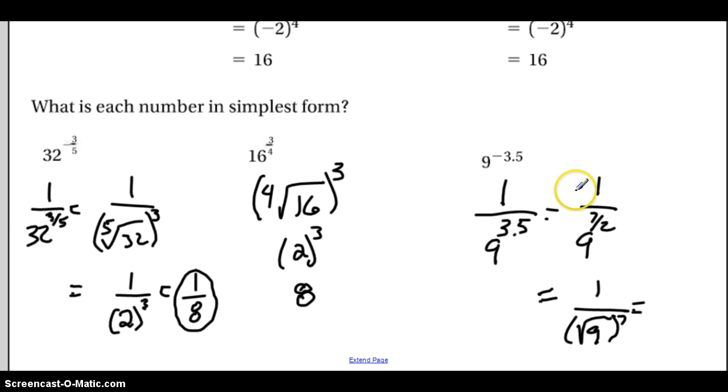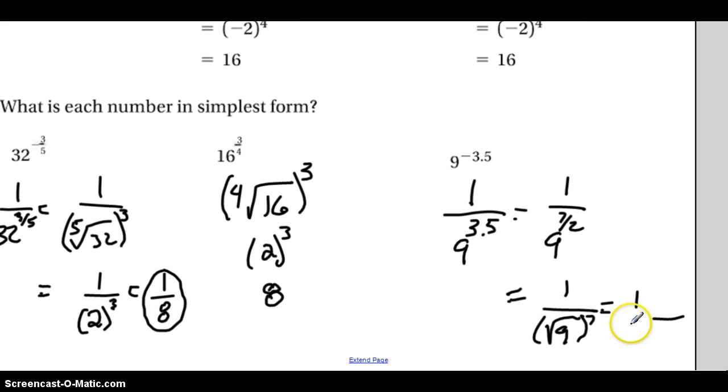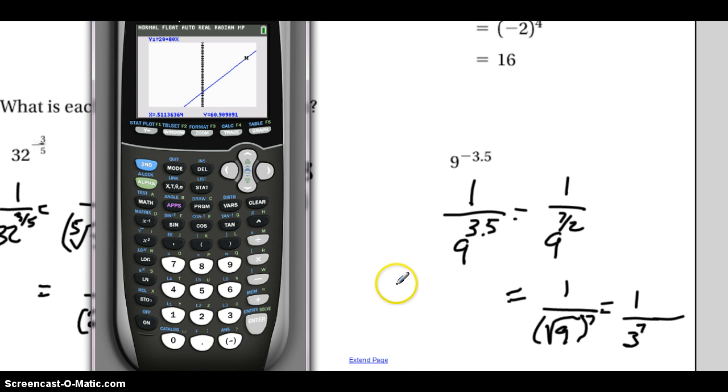1 over 3 to the 7th. And a little bit of quick math here. We're going to have 3 caret 7. Clear that all out. 3 to the 7th. And we get 2187.